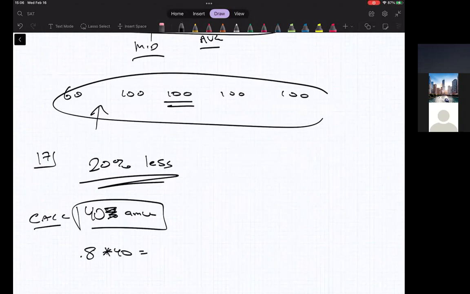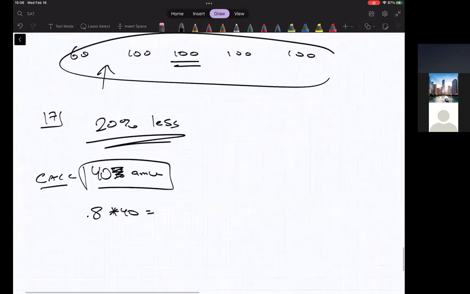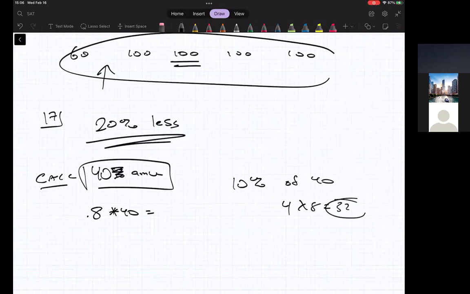And the nice thing is you have a calculator if you absolutely need it. If not, figure out what 10% of 40 is. Oh, 10% of 40 is just 4. Multiply that by 8, you get 32. So the answer should be 32, C.